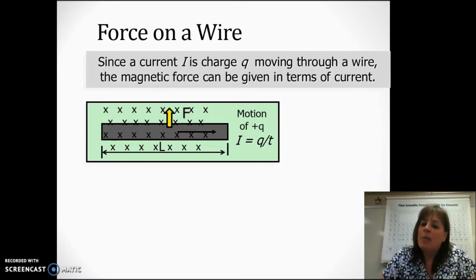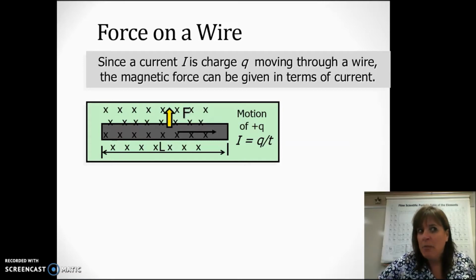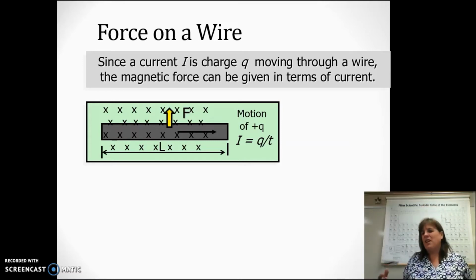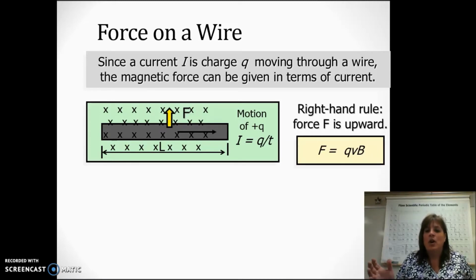All right, now how about we calculate the magnitude of the force? I mean, we have our equation that force is QVB, but now we're dealing with current, so we don't really think about the amount of charge that's flowing. We measure the current. But if you remember back to circuits, current is the amount of charge that flows per unit time. So somehow in our little QVB equation, we need to get something in here in terms of time.